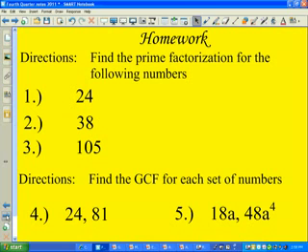And for problems 4 and 5, they're going to find the GCF. So yes, you can do the factor tree, but I want to know what is the greatest common factor for 24 and 81, and what is the greatest common factor for 18a and 48a to the 4th. Okay? So other than that, that's what we did for today, and that was the assignment for this evening.